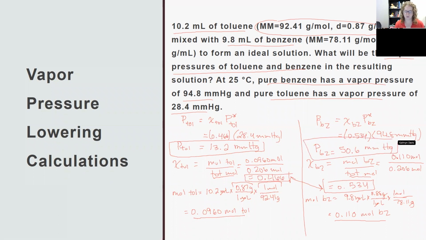And those, the pressure of the toluene and the pressure of the benzene, are what was asked for in this problem, right? Raoult's law is a very easy thing to do once you get it. It's the mole fraction, remembering to calculate the moles individually and then the total moles. That's a little bit of a trick. But if you can convert grams to moles and if you can use density as a conversion factor, you're all set.